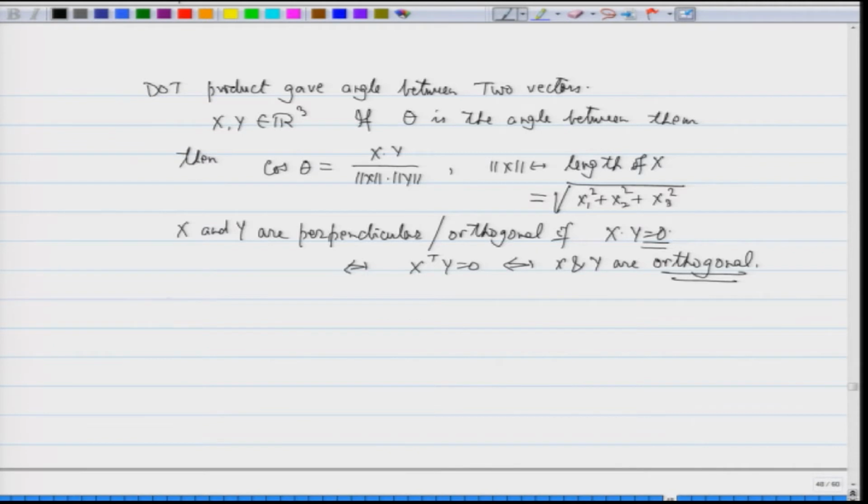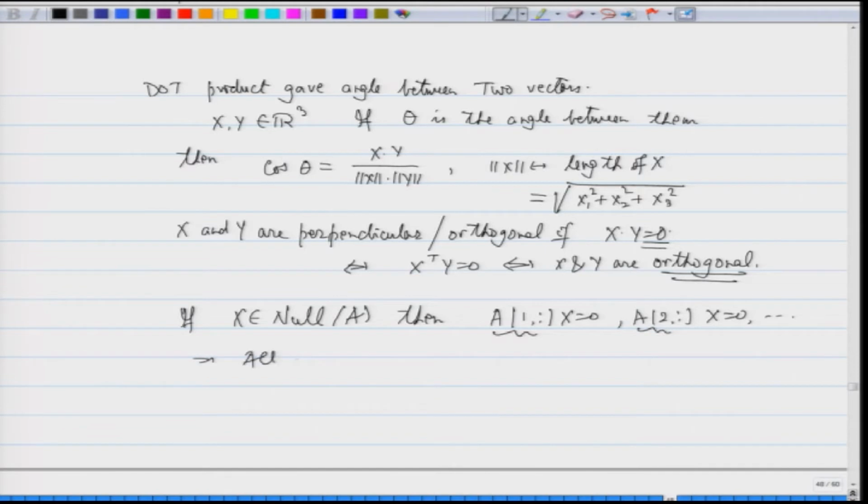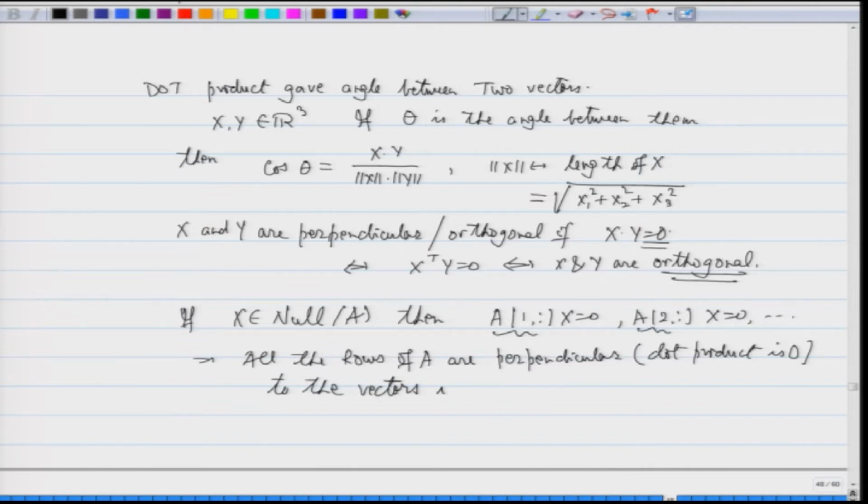So, what we had seen from the last part was that if x belongs to the null space of A, then first row times x was 0, second row times x was 0, and so on. It means that all the rows of A are perpendicular to x. Why? Because the dot product is 0. All the rows of A are perpendicular to the vectors in the null space of A, all right.